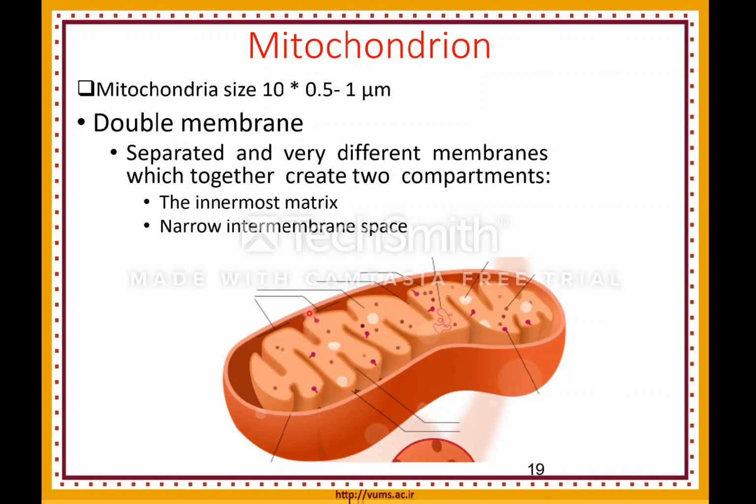These two membranes are separated from each other by the intermembranous space. This is the outer membrane and the inner membrane, separated by the intermembranous space, and in the internal part of the inner membrane is the innermost matrix, and here is a narrow intermembrane space.